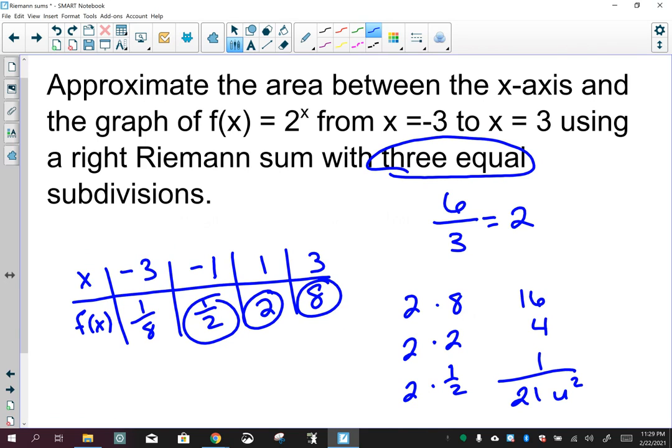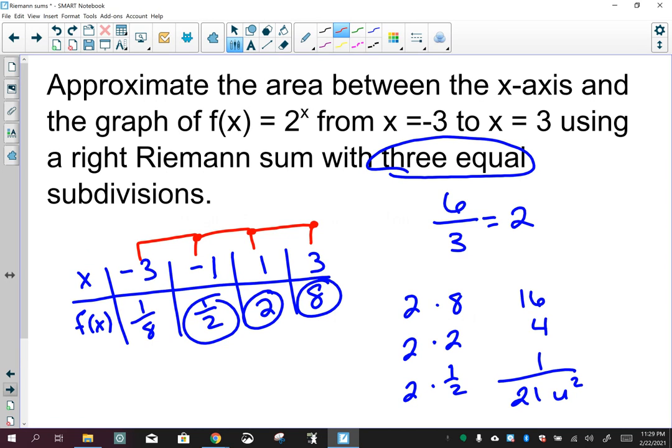So if they don't give you the graph, make your own table. Simple as that. And again, draw your rectangles if you need to, so that you can see what you're actually looking at when you're dealing with this. You know that you're dealing with the right Riemann sum, so you know those 3 up there are the ones you're actually going to need to use.